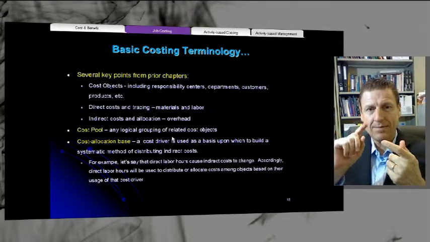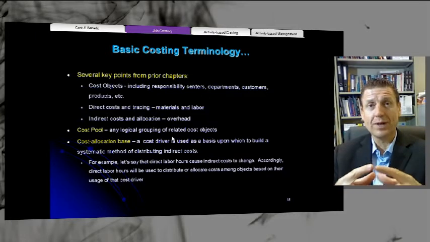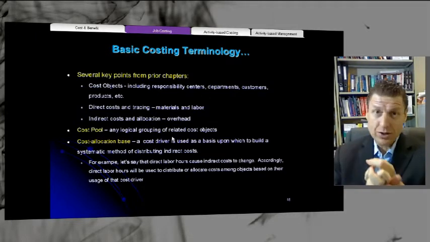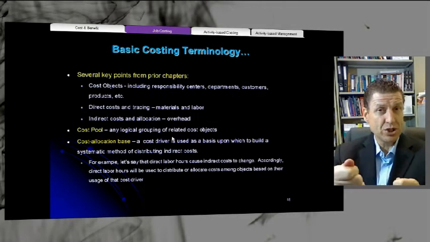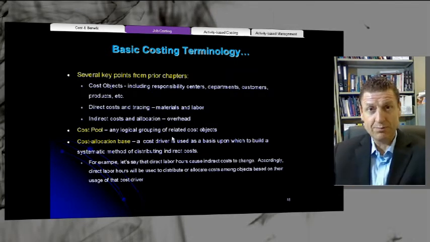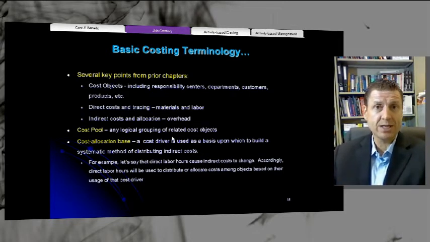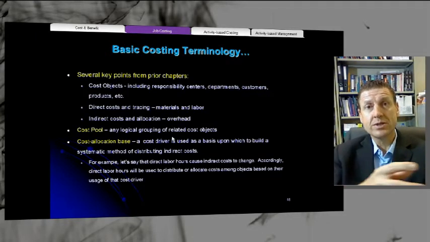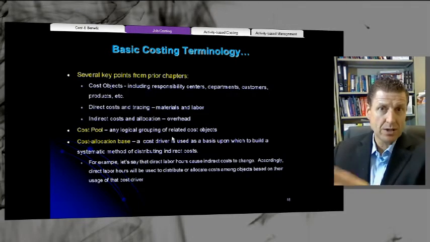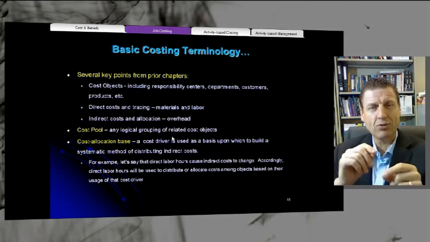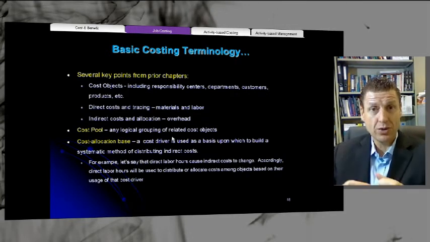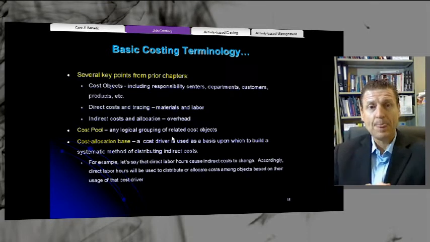We've got the cost pool, that's a logical grouping of related cost objects, and then we've got a cost allocation base. So do we use machine hours? Do we use square foot space of the factory? Do we use machine investment, or do we use material costs? For example, in the jewelry industry, you may allocate more costs to gold bracelets than you do silver bracelets. Why? Because the gold is worth more, and that's an example of allocating on material costs.